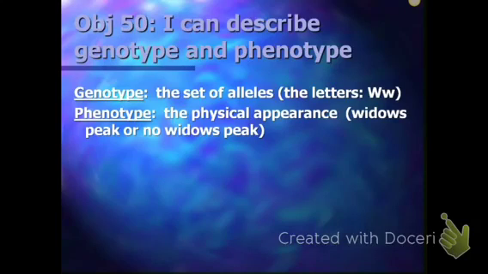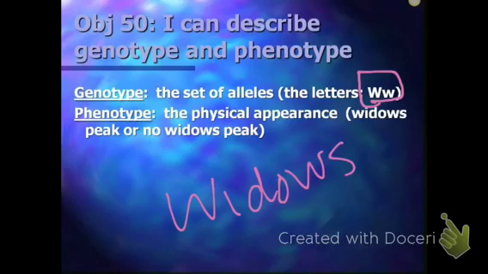Objective 50, I can describe genotype and phenotype. I think I've already used that word once with you. The genotype is the set of alleles, the letters. Okay, when I say what's the genotype, I want you to give me 2 letters, and they need to be the same letter, either both capitals, or both lowercase, or 1 capital, 1 lowercase. The genotype is the letters. The phenotype is the physical appearance. Okay, so if I say, what's the genotype, and you say, it's capital W, lowercase w, and then I say, what's the phenotype, you're going to say widow's peak. Because the dominant trait is going to show up. The recessive trait is masked. Okay?